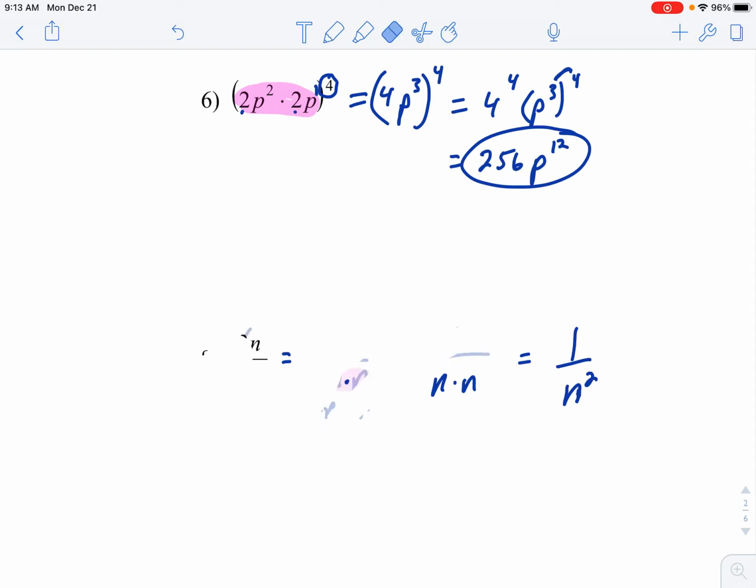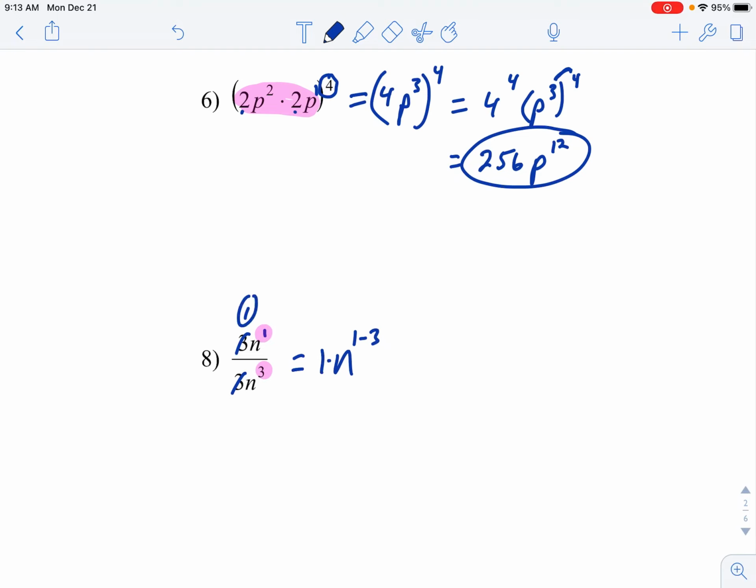So we have the quotient rule. So I'm going to do this all over again. Well, still, the 3 divided by 3 cancels out. That gives you a 1 on top if you need it. And the rule is to subtract the powers. So this n is n to the first power. So we've got n to the first over n to the third, and you're supposed to keep the variable and subtract the powers, 1 minus 3.